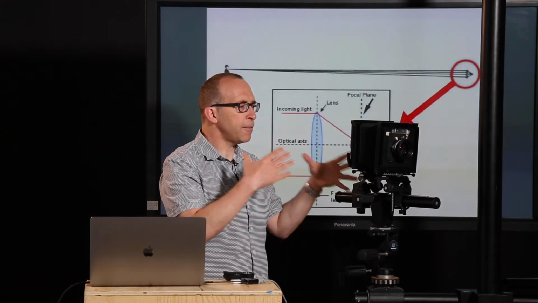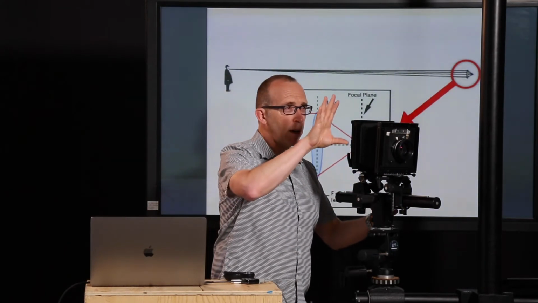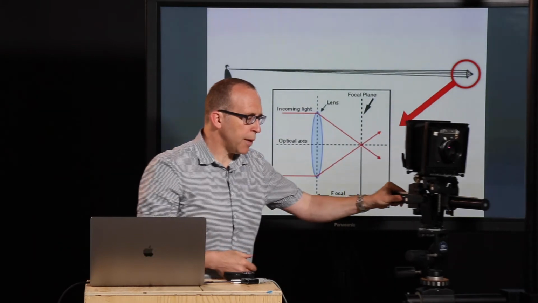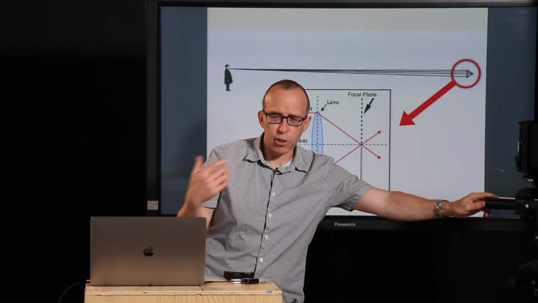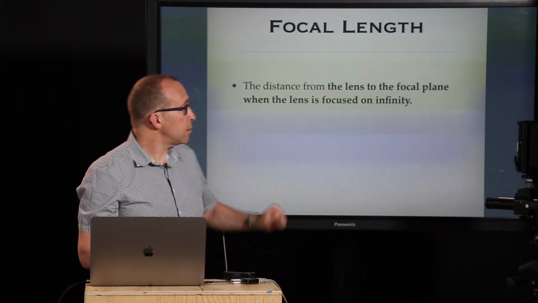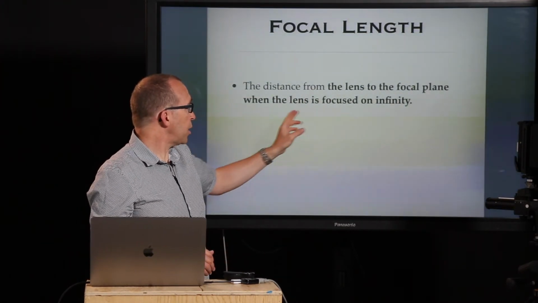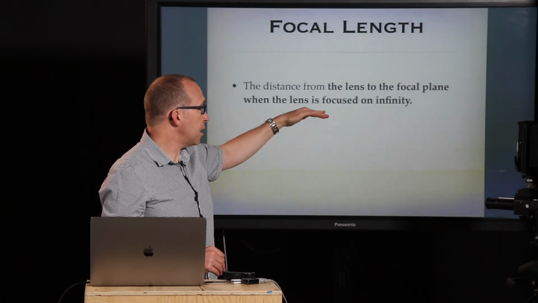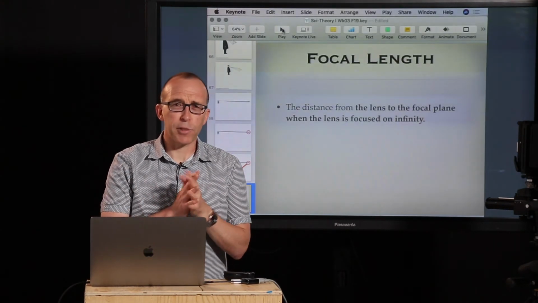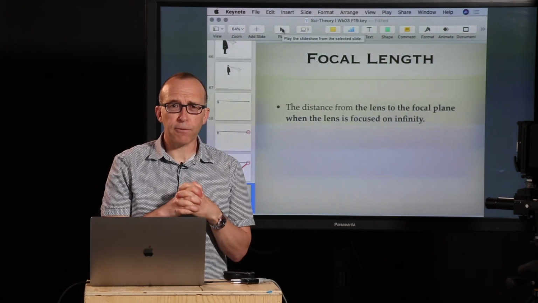If this were a 50 millimeter lens, by the time my subject was at infinity, this would be much closer together, and that distance from there to there would be 50 millimeter. So that's what makes a lens 50 millimeter or 100 millimeter or 200 millimeter: the distance from the lens to the focal plane when the lens is focused at infinity. This definition will be on the final exam, so make sure you know it. Anyway, that's it for this week.